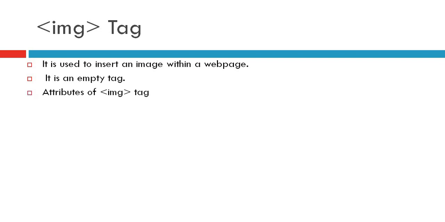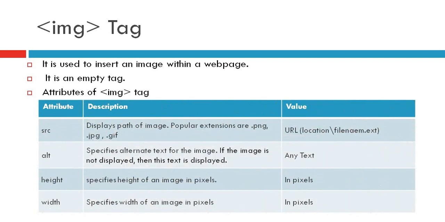Some of the attributes of Img tag are: first one, src. src stands for source. src attribute displays the path of the image. Popular extensions are .png, .jpg, .gif. This means that we can use images with these extensions on the web page. Value for src attribute is URL. That means location, file name, and extension.